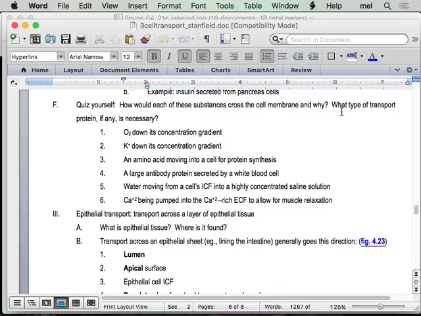Potassium down its concentration gradient. Any kind of channel really, but leak or gated if the gated one's open. Now, my question to you, defend that by telling me why you couldn't do simple diffusion of potassium down its concentration gradient. Exactly. Good. Okay. An amino acid moving into a cell for protein synthesis.